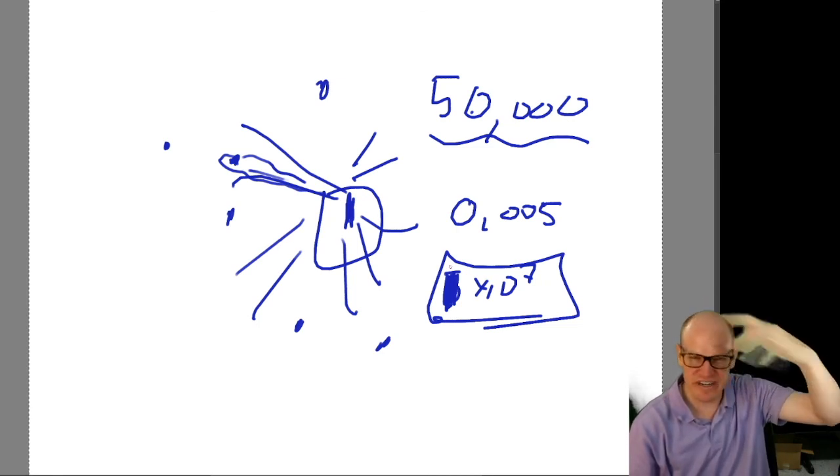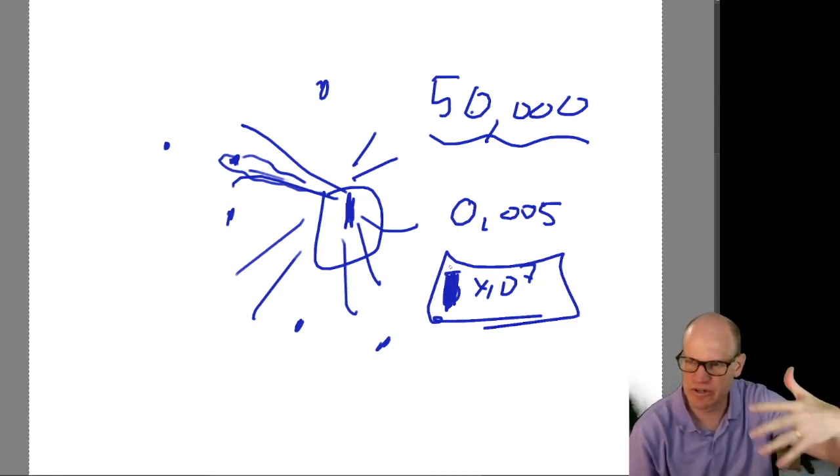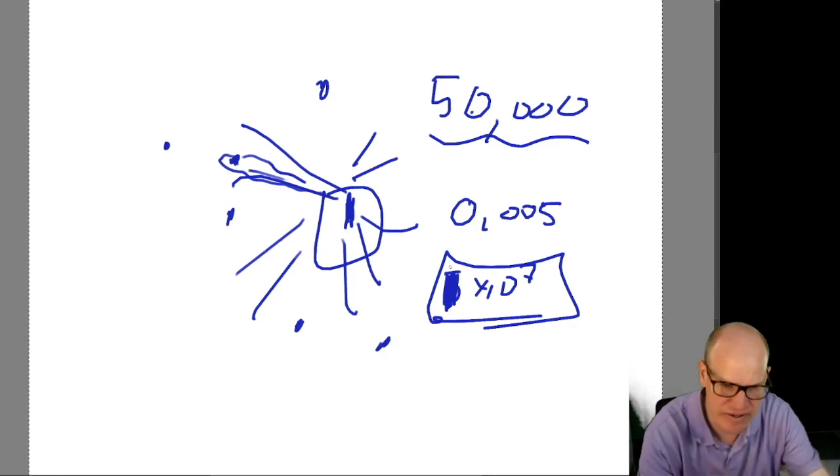We'll pick up kind of where we left off, and we'll go into Maxwell's equations and then see the details about how everything works.